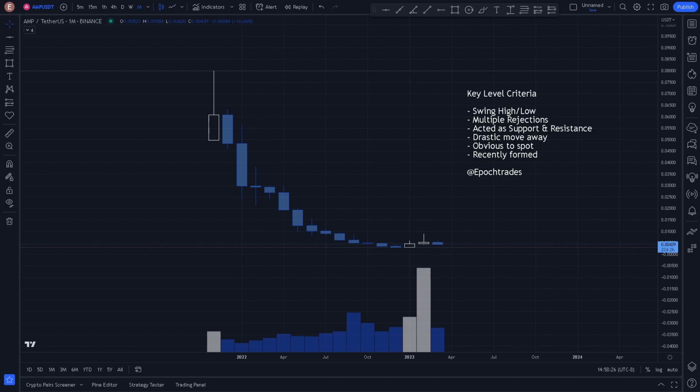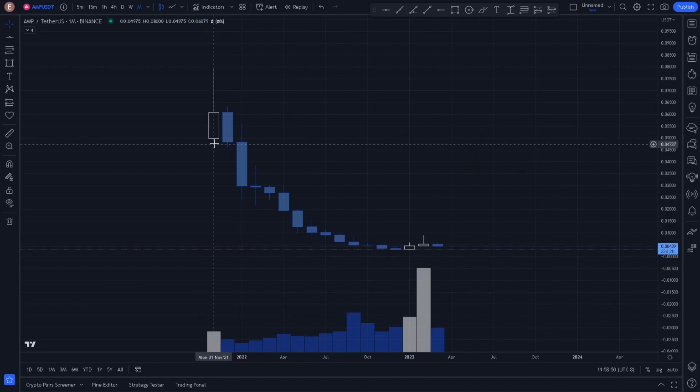Today we're going to be covering key levels on the monthly and weekly time frame for AMP. So, as always, our key level criteria: we look for swing highs and swing lows, multiple rejections, acted as support and resistance, drastic moves away, obvious to spot, and recently formed. So, let's go ahead and jump right in.